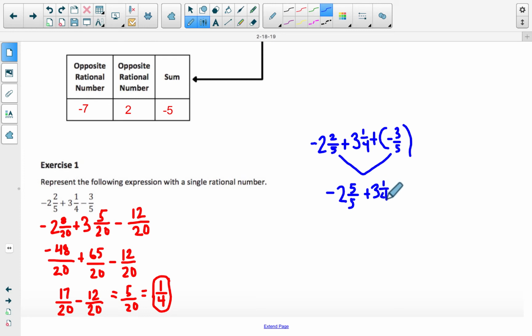Okay? Now, this 5/5 is an extra whole. So that makes -3 now. Plus 3 1/4. Now, if I just pay attention to these whole numbers, those whole number components are opposites, right? The -3 and the 3 are additive inverses. They're opposites. Those would get 0. So all that's left here is 1/4.